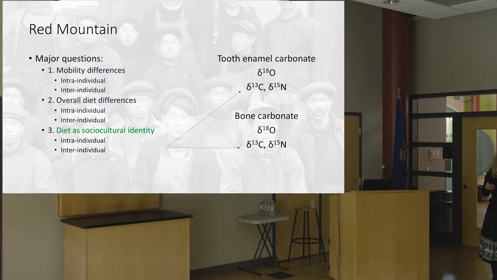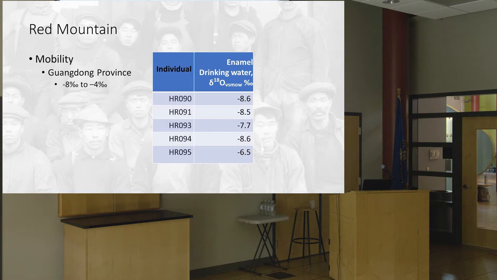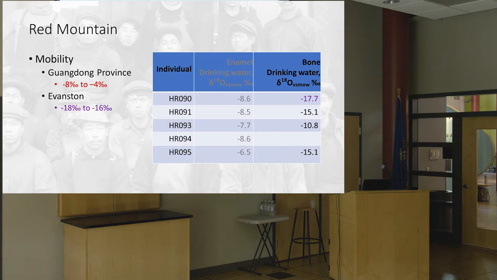So, mobility. Guangdong province of China, where we're assuming most of these people may have come from because of Kuppenschnapp's efforts, is -8 to -4 per mil for the oxygen drinking water, right? And so looking at the teeth per origin, they all fall, okay? Evanston, Wyoming, in comparison, they don't appear to be local, right? Now, looking at the last 10 years of life, bone, we're looking at rib, only one of them shows to have been in Evanston for at least a decade or more.